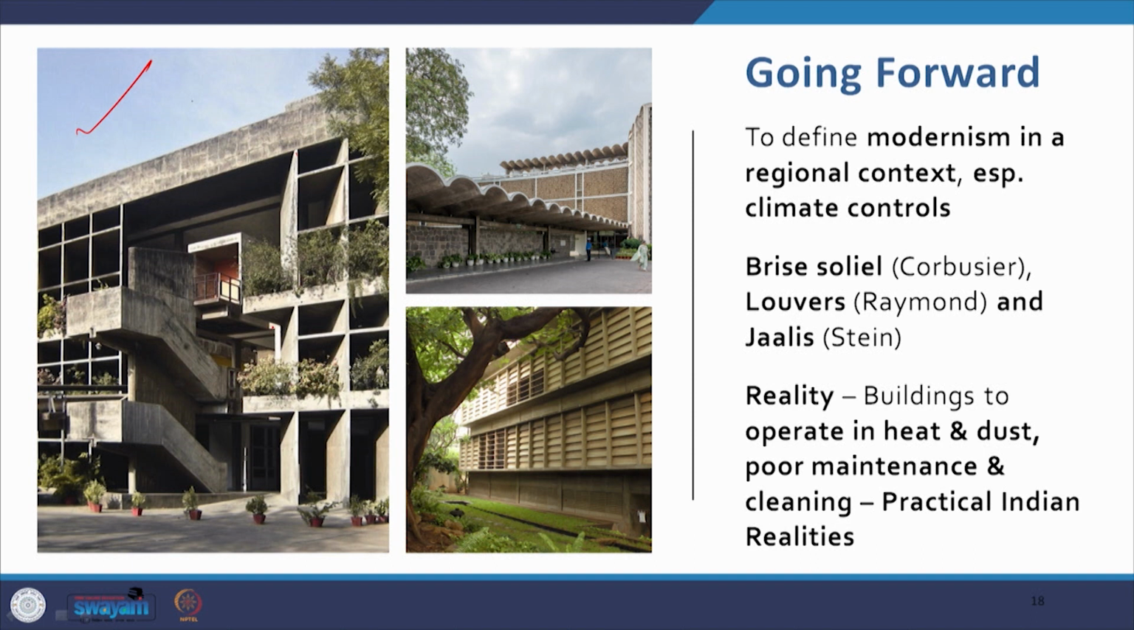Now we have the Brise Soleil of Corbusier versus the louvers of Antonin Raymond, which we discussed earlier, versus the Jali work of Joseph Allen Stein, and all three of them are a climatic response to cut out the sun and allow the breeze to flow within the building. The reality is that Indian buildings were to operate in heat and dust, there was going to be poor maintenance and a need of cleaning, and these were practical Indian realities the buildings had to address.